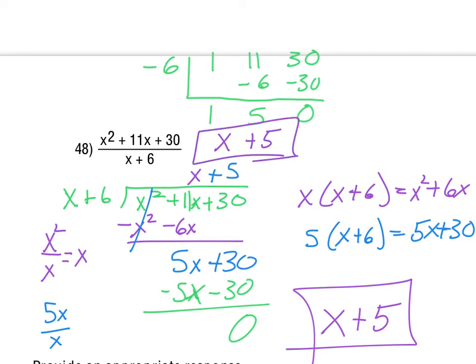So if you remember how to do synthetic division, great. You can use it on a problem like that one. Otherwise, you can go ahead and stick with long division. That's perfectly fine as well.